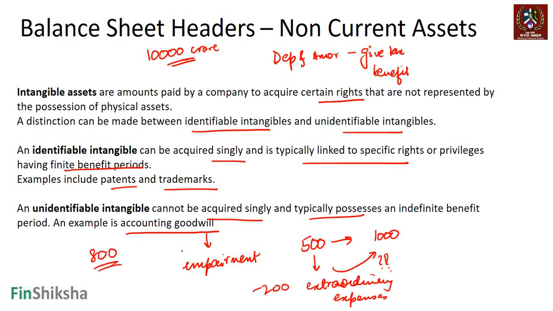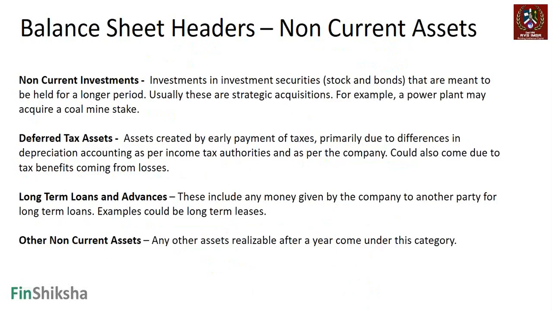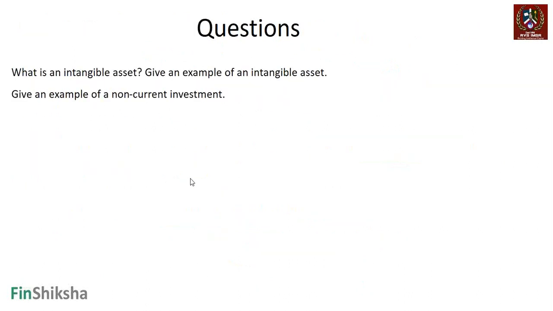Don't worry about it if this is not very clear, because this will be covered separately at a later point. Don't worry about it for now, right? So those are unidentified intangible assets. Then we have non-current investments. Usually these are for strategic acquisitions. Deferred tax assets, because we have made an early payment of tax. Long-term loans and advances, any money given by the company to someone else for a long term. It could be a long-term lease, it could be a long-term rental deposit, it could be a loan extended to a director of the company, and any other assets realizable after a year come under the category of other non-current assets, right? Those are broadly the different kinds of assets that are available.